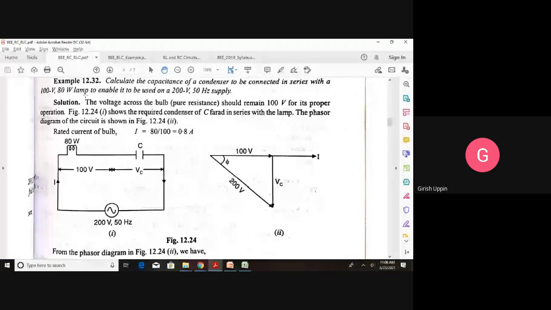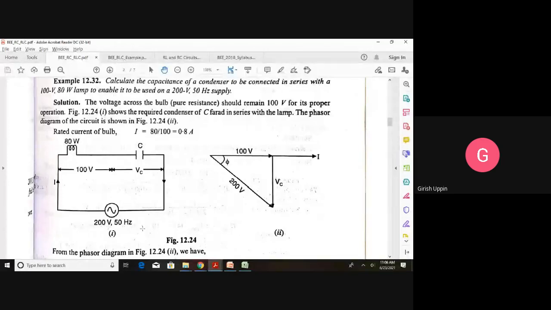So using these two parameters, you can calculate the resistance, and they are connected across a 200 volt, 50 hertz supply. First thing, now draw the circuit diagram. The voltage across this is 100 volt, and 80 watt is the power consumption. C is the capacitance, unknown, that we have to find out. Vc is the voltage across the capacitance. Capital V is given as 200 volt and f is 50 hertz.